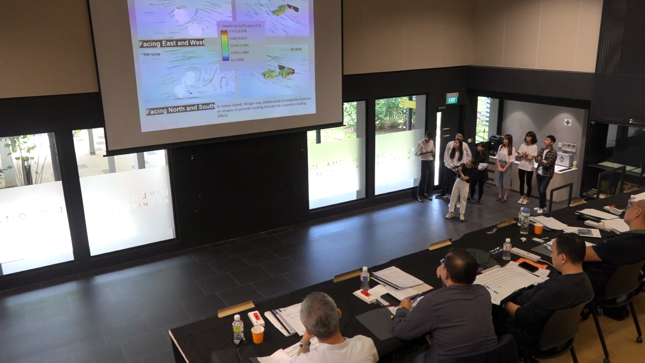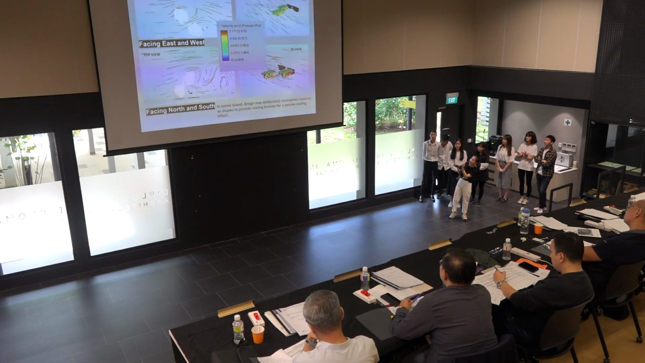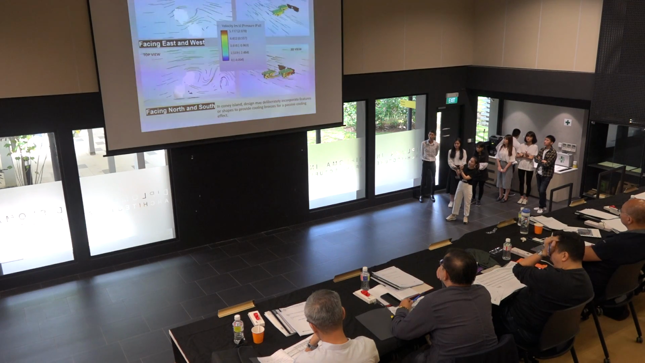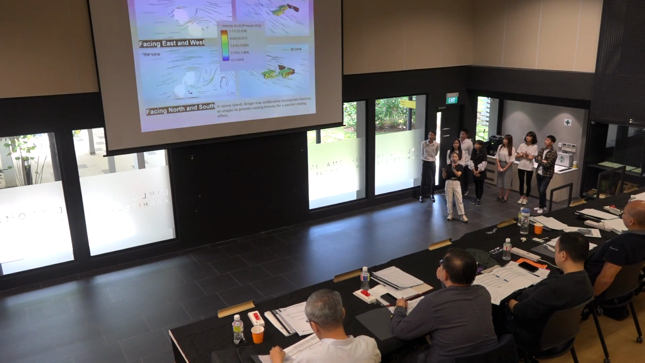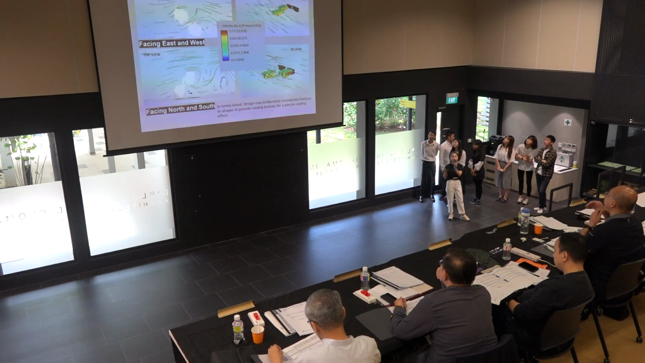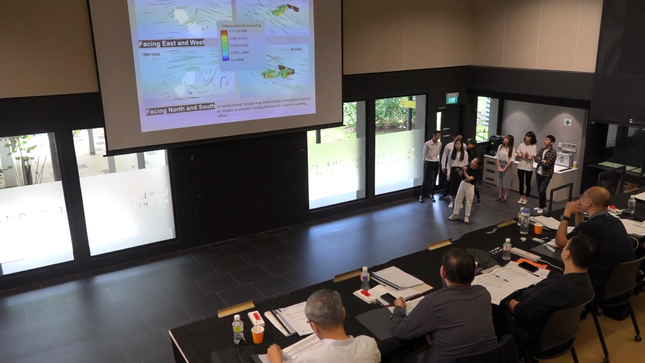This is the wind analysis we did with the software Airflow. We do the top view and the 3D view to compare facing east and west against facing north and south. The orange color line means the wind speed is very high, so in the middle of the building, the ventilation is very good. It can also reduce the temperature.